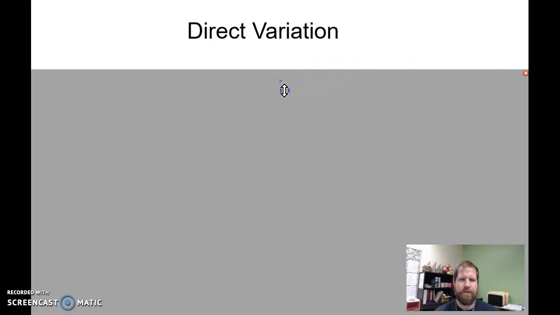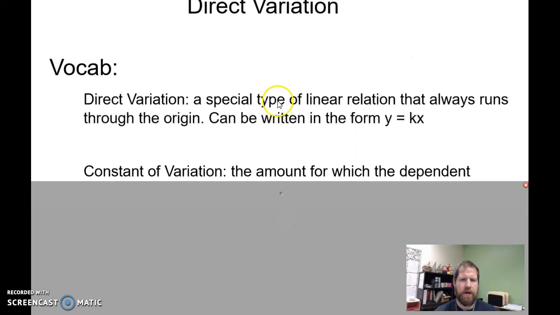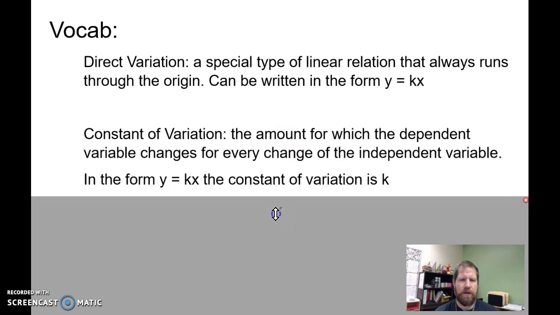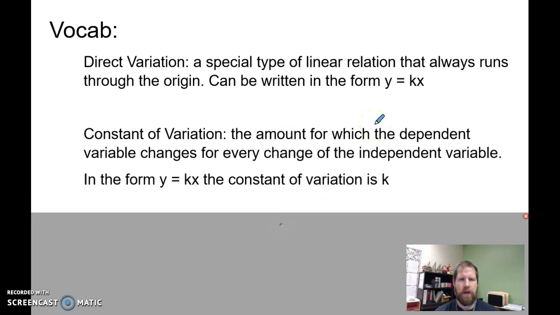Direct variation. So direct variation is a type of linear relation, and it always runs through the origin. And that means that its x-intercept and its y-intercept are always equal to 0.